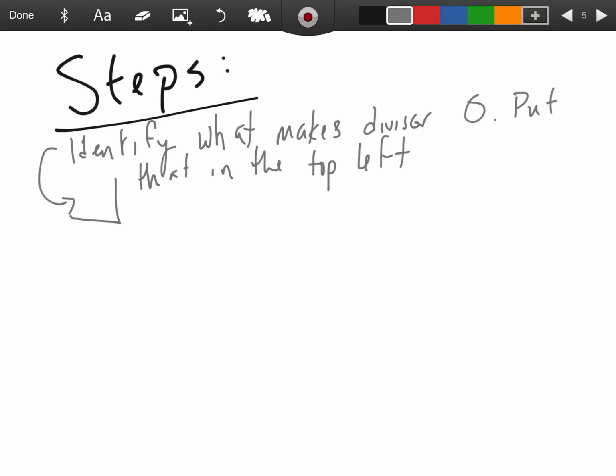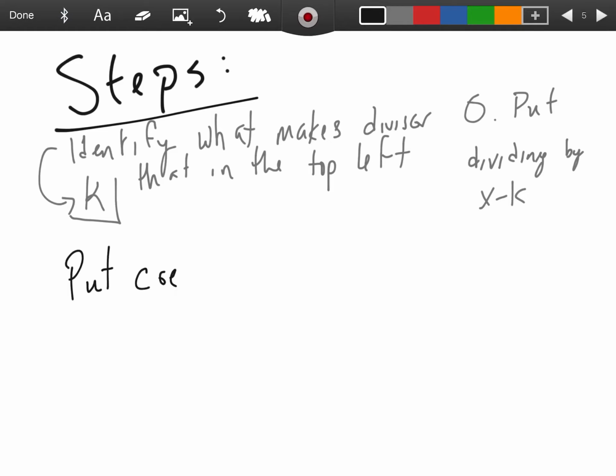And so for the most part, imagine that you are dividing by x minus k. If you're dividing by x minus k, then you put k in this upper left-hand corner, and that makes sense, right? K minus k would give you 0 in the divisor.